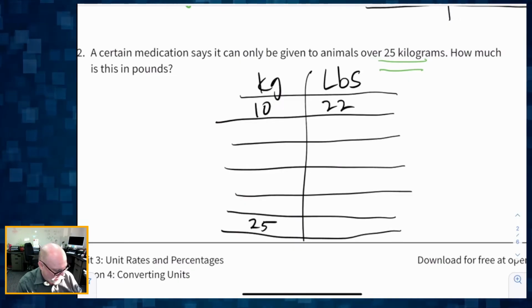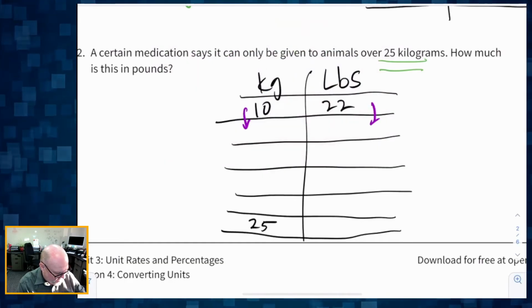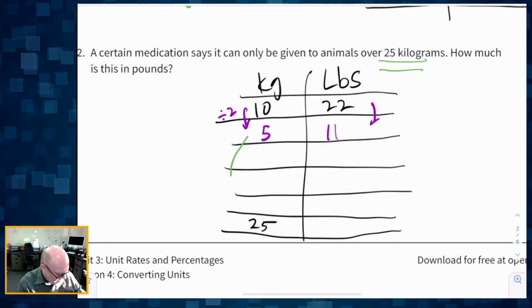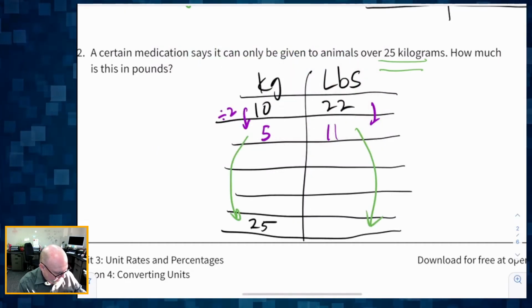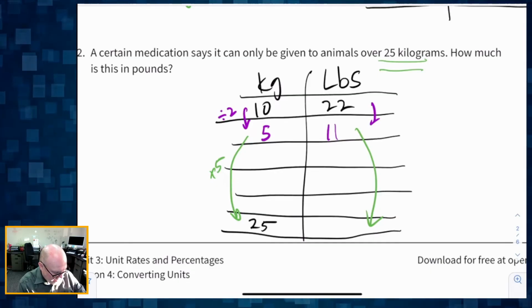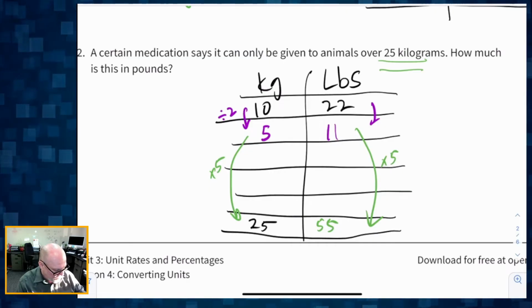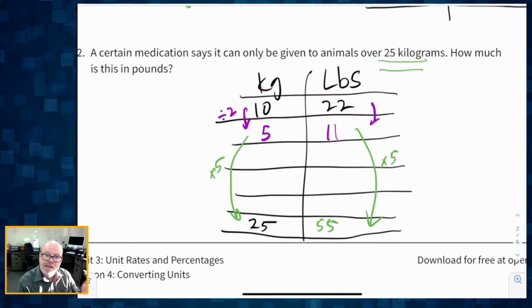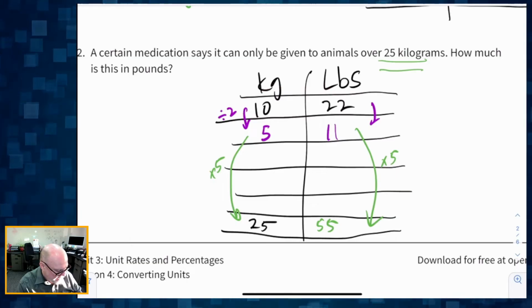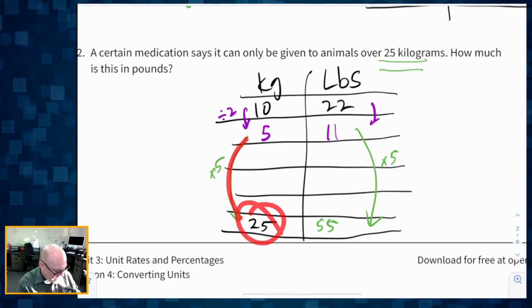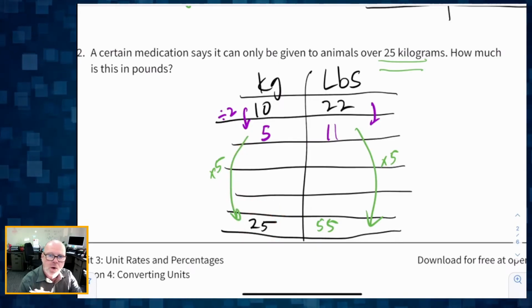So one way that we could do this is I could see that, well, if I scale down by 2, that gives me 5 kilograms and 11 pounds. And then I can scale up by multiplying by 5, and that gives me 55 pounds. So what did I do? I started with my initial ratio, 10 kilograms is equal to 22 pounds. I scaled it down to get to 5, and then I scaled it up to get to 25. Totally not the only way to do this.